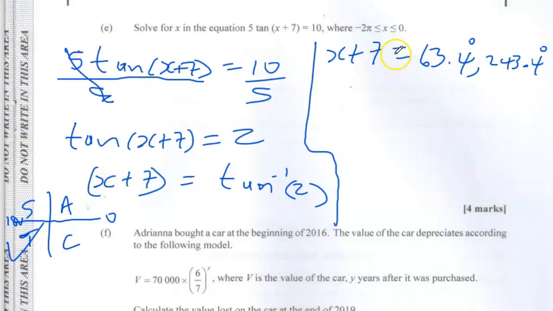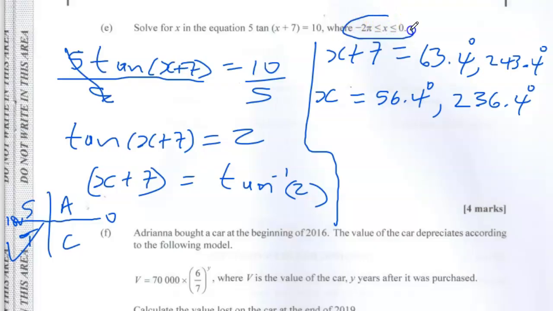And of course, we can subtract 7 from both sides. Since x plus 7 is equal to the solution, we can subtract 7 from both of them. So x equals 63.4 minus 7, and that will give me 56.4 degrees. And you can also subtract 7 from the 243.4. You'll end up with 236.4 degrees.